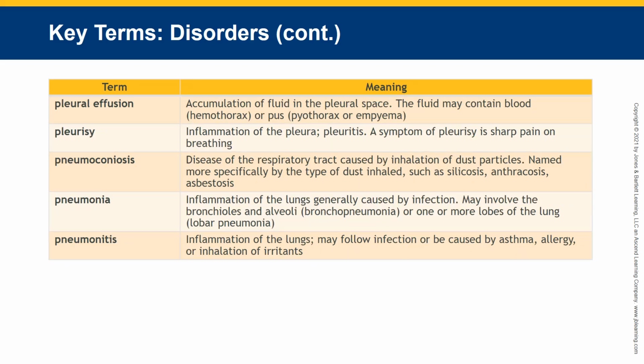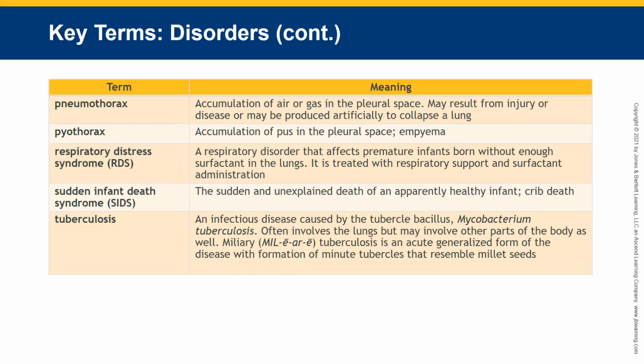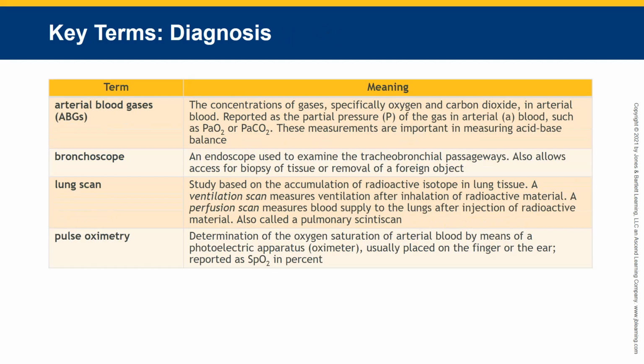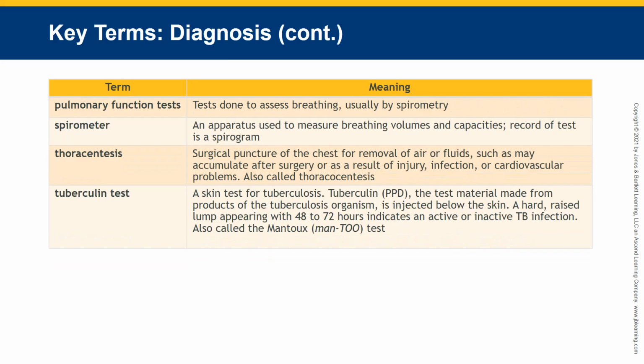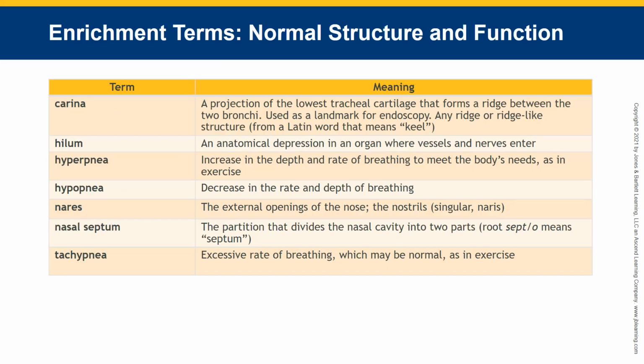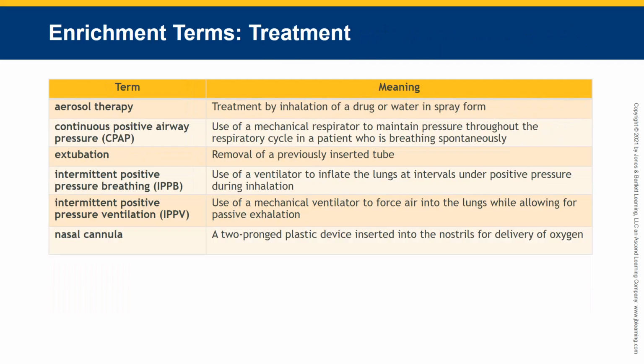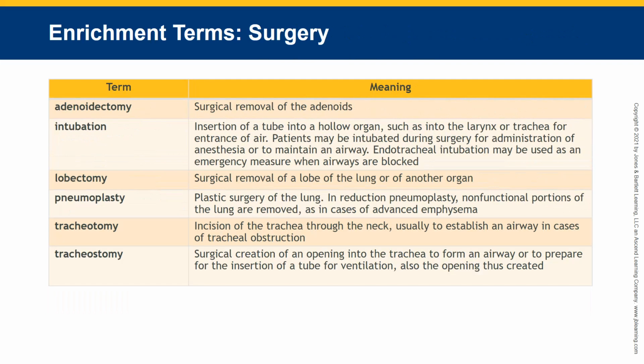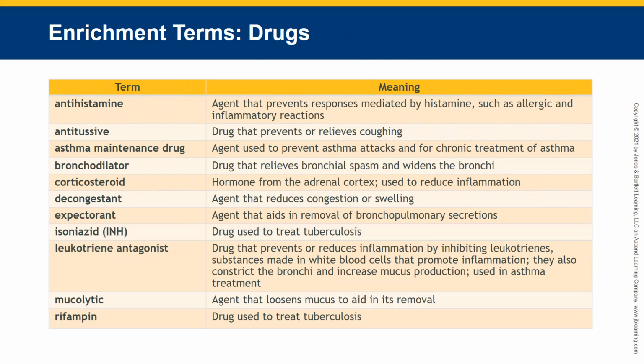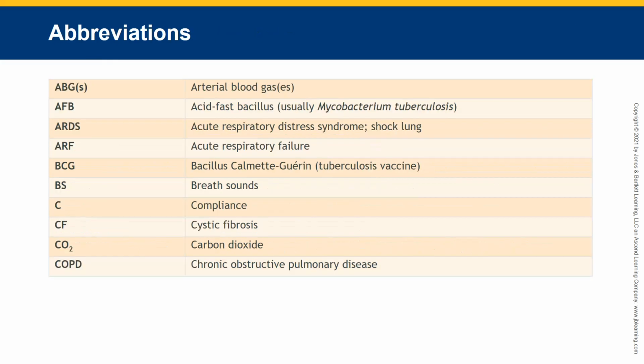Pleurisy we talked about. Pneumothorax, RSD, tuberculosis. We talked about ABGs, lung scans, bronchoscope. I think we've talked about all of this. All right, these are enrichment terms, so we're not going to stop there. You can certainly look through the enrichment terms. It will not hurt you. These are if you're really feeling awesome about all the midterms that you're looking at.